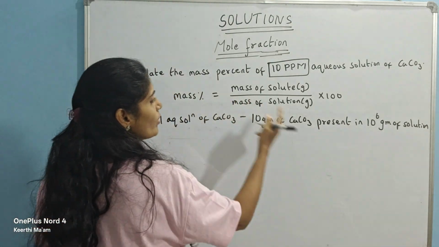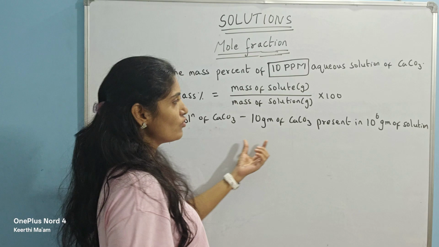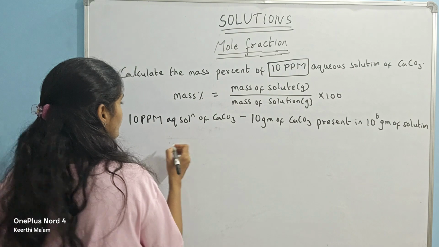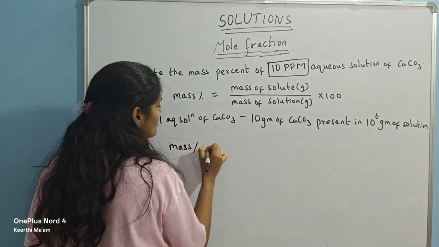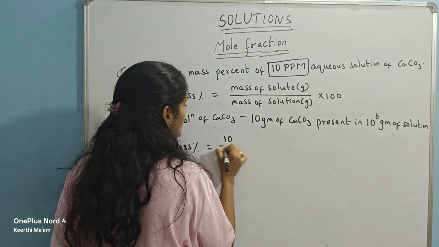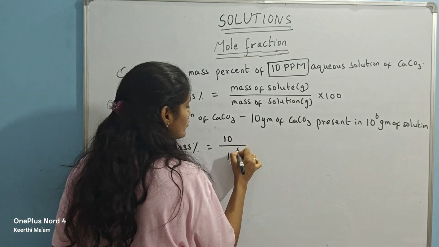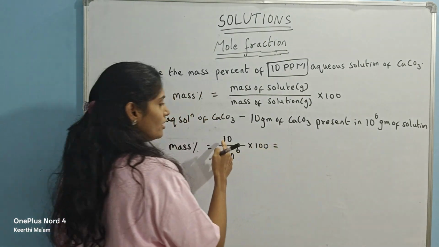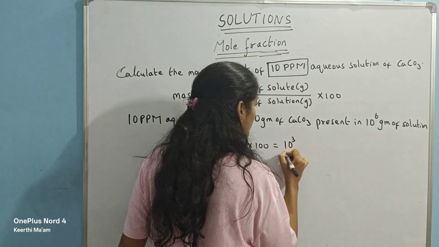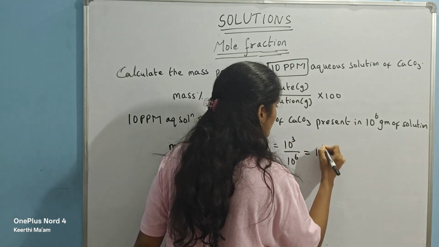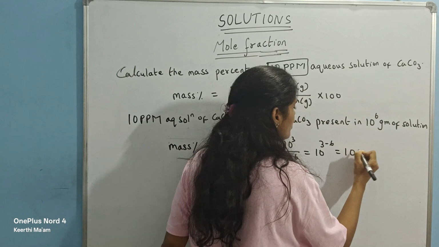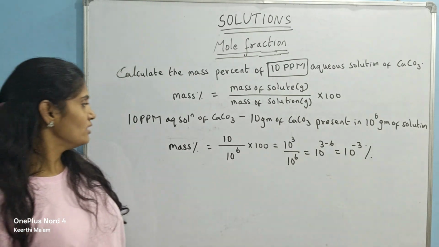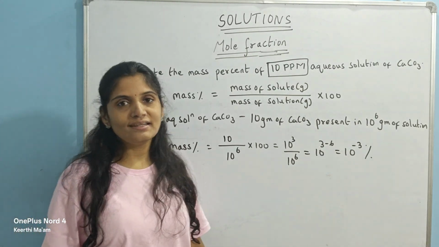Now I got my mass of solute, which is 10 grams of calcium carbonate, and mass of solution, which is 10 to the power of 6 grams. So I can substitute the values. Mass percent is equal to mass of solute, 10 grams, divided by mass of solution, 10 to the power of 6 grams, into 100. 100 into 10 is 10 to the power of 3, divided by 10 to the power of 6, which is 10 to the power of 3 minus 6, that is 10 to the power of minus 3 percent. So the mass percent is 10 to the power of minus 3 percent.